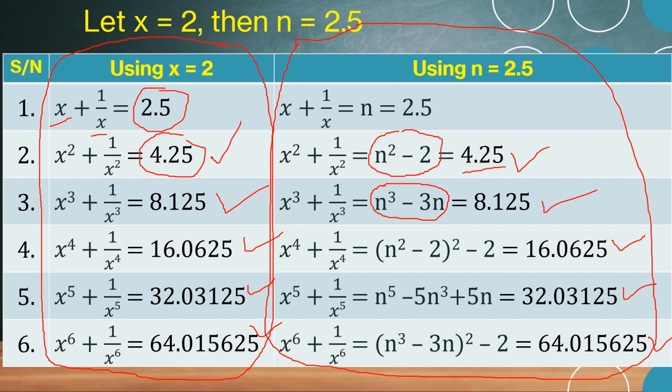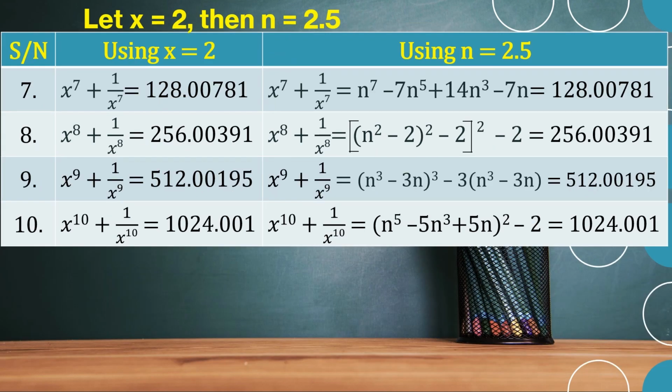So what we have seen clearly is that when we use x is equal to 2, that is, we solve for the values on the left-hand side, we also get what we have on the right-hand side when we use the particular formula. We know what our n is. We established that n is equal to 2.5 right from the beginning because we obtained our n from x plus 1 over x. And that was what we got, 2.5. That's how we got 2.5.